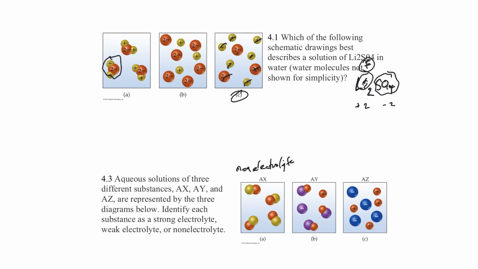What do we have in B? These are not charged, these are not charged, these are not charged. You have a little bit of positive, a little bit of negative. My guess is that that's a weak electrolyte. And now all of these are positives and negatives. They're completely broken apart, and so the negatives can travel in one direction, the positives can travel in another, and this is called strong. So strong means completely broken apart.